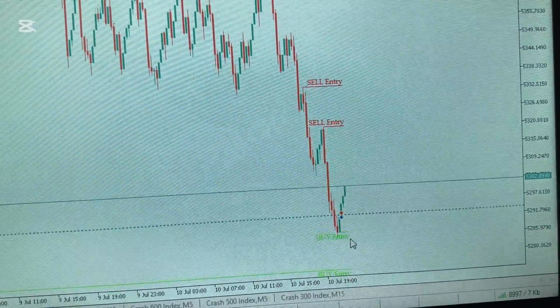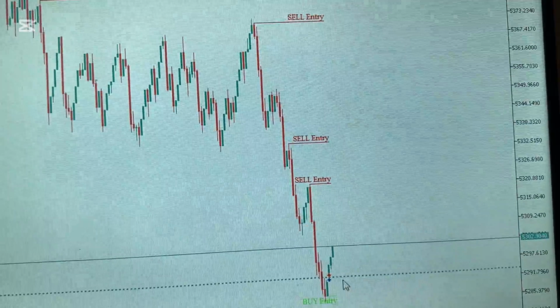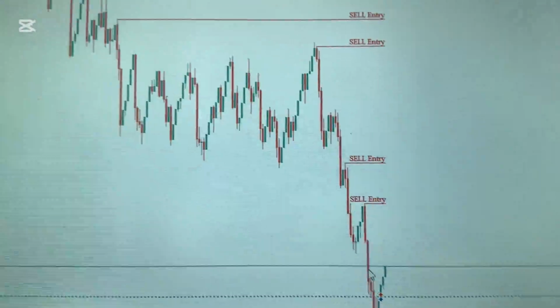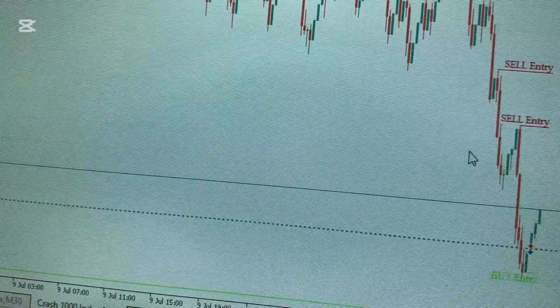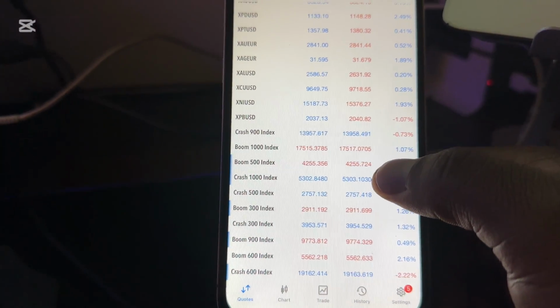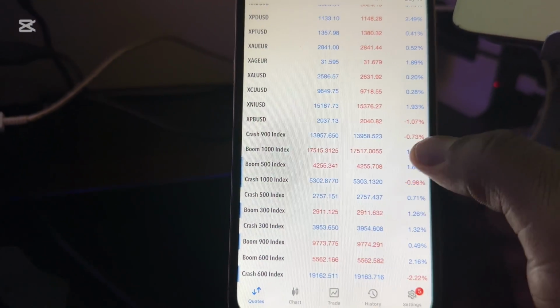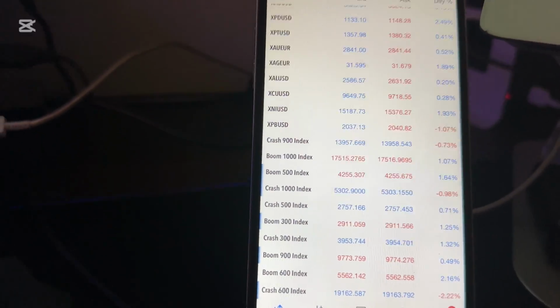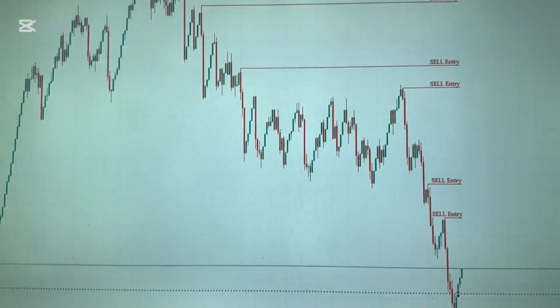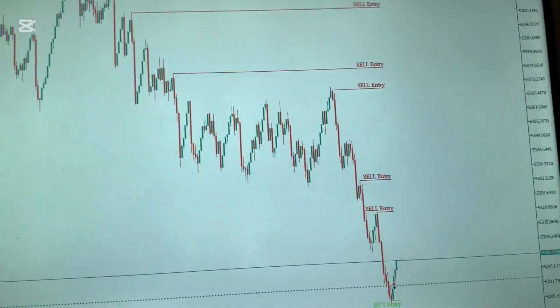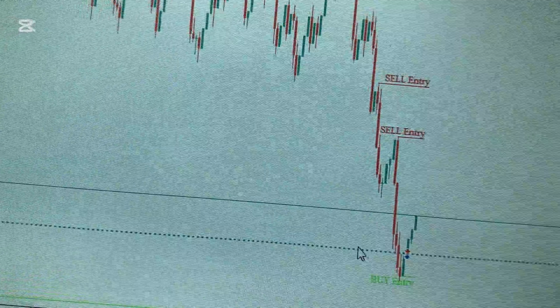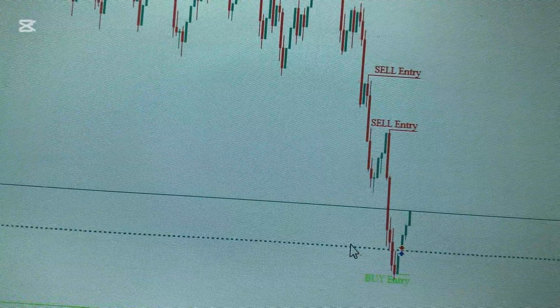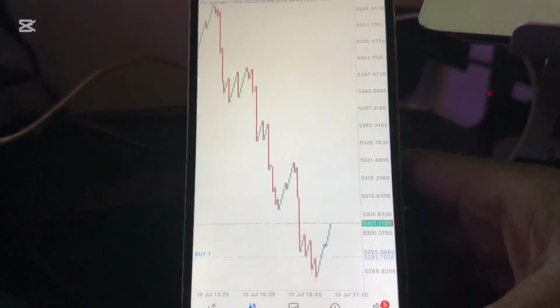Crash 1000. Look at the buy entry we got from the indicator, and just a few more minutes later, boom, we are deep in profit. So right now, all the trades that I showed you, you can see, guys, they're all in profit, all of them. I'm not matching them up right now and recording. I'm actually showing you what's happening in real time, guys, in real time. So Boom 1000 was a success again, still pushing up.